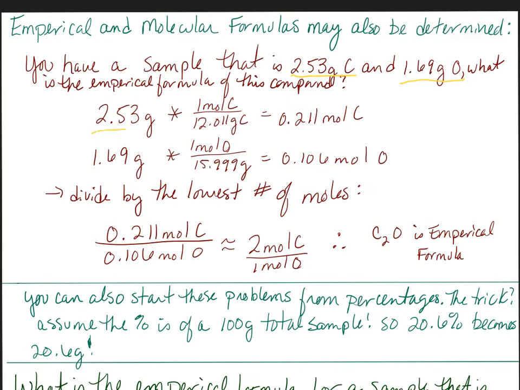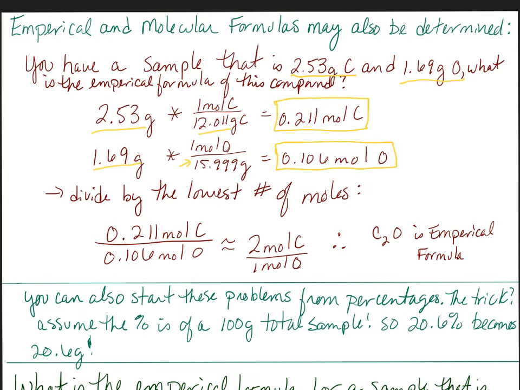So I have this many grams of carbon. I'm going to convert that to moles through the molar mass, and I get this number of moles. So 0.211 moles of carbon is what I have here. On the other hand, if I have 1.69 grams of oxygen, then I take the molar mass here and get that I have 0.106 moles of oxygen.